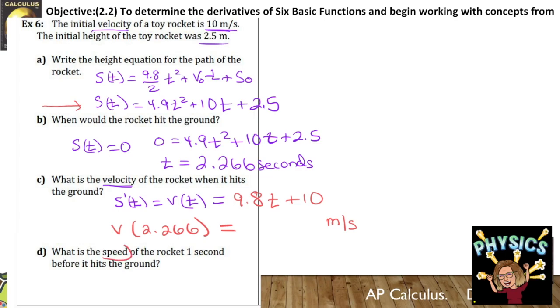The next question, what is the speed of the rocket 1 second before it hits the ground? So I'm looking for the speed, which is the absolute value of your velocity, and I want it 1 second before it hit the ground, so that's 1.266, and that answer is going to be a positive value, and that positive value should be 2.407 meters per second, because speed is positive.